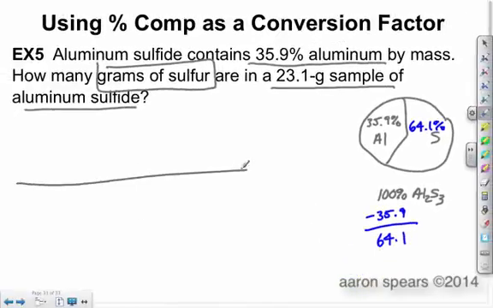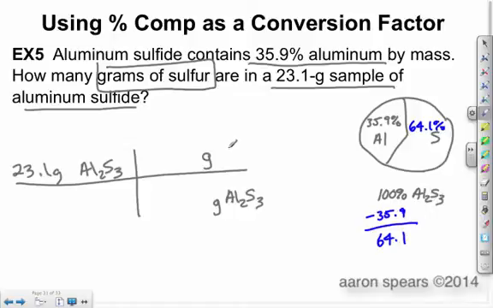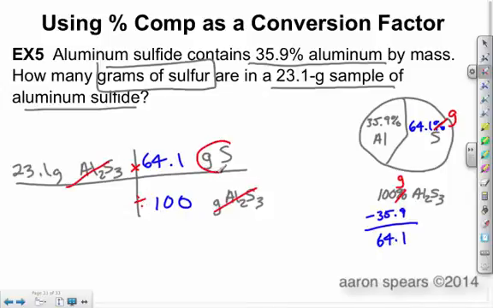Let's start with a picket fence, put my given of 23.1 grams of aluminum sulfide in the upper left quadrant. To get rid of grams of aluminum sulfide, I will put it diagonal in the next fraction, and I'll put the unit that I want up top, which is grams of sulfur. Converting my percentages to grams, I see that for every 100 grams of aluminum sulfide, there's going to be 64.1 grams of sulfur. Multiplying by my numerators and dividing by my denominators, I see that grams of aluminum sulfide cancel out, and I'm left with grams of sulfur. Punching this into my calculator, I get for an answer 14.8 grams of sulfur when rounded to the appropriate number of significant digits.